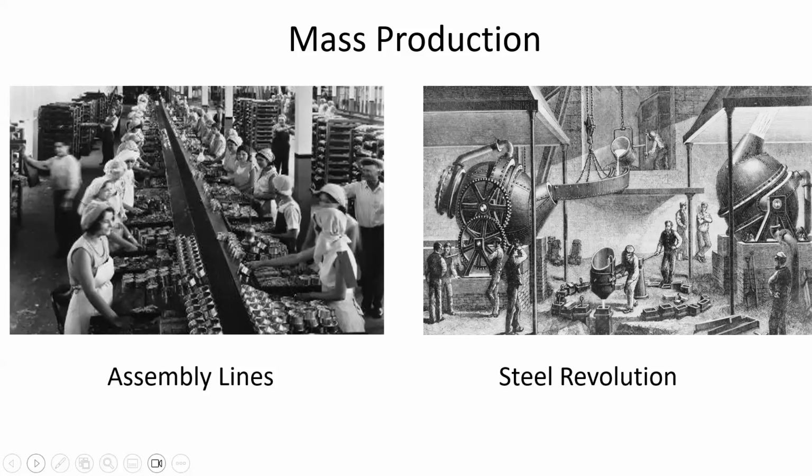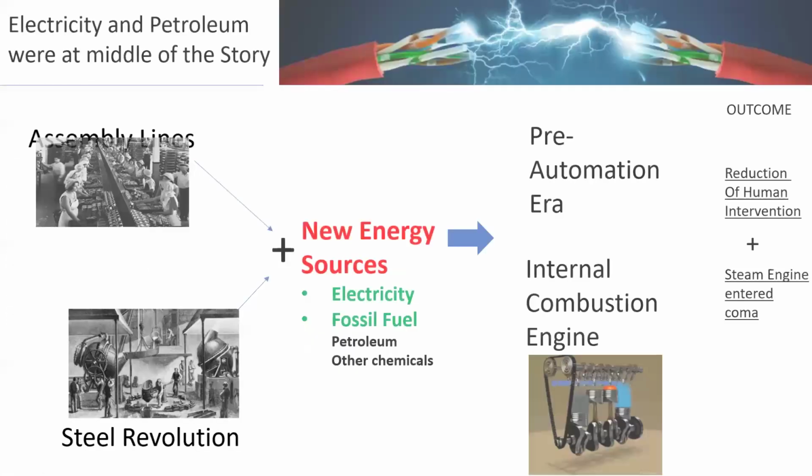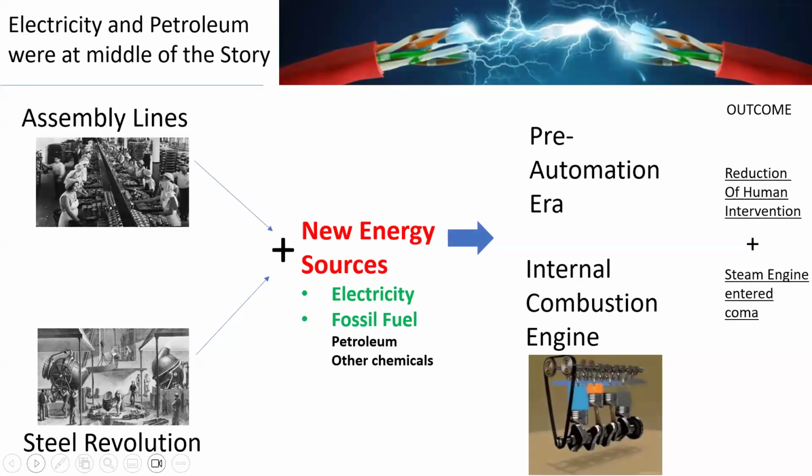So when we talk about steel revolution, we're not talking about discovery of steel. We're talking about using steel for bigger things. You can have pipelines, you can have different parts, rather than assembling different parts and using rivets or welding or something. So with these two now, you could see that we needed what? New sources of energy.